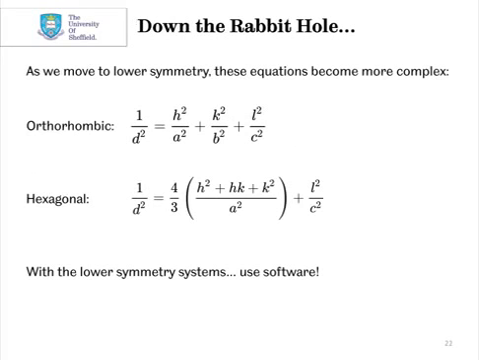The equations are shown here for orthorhombic and hexagonal systems. Working out the lattice parameters manually for these is still very simple. Once you've indexed the pattern, it's very easy to do. Once you go to lower symmetry systems, it gets a lot more complicated very quickly. And so in these instances, yes, you probably still want to use software. But hopefully this video has given you a good idea of how you can manually work out the lattice parameters and index powder diffraction patterns for simple systems.